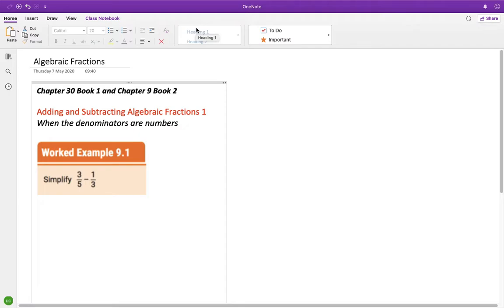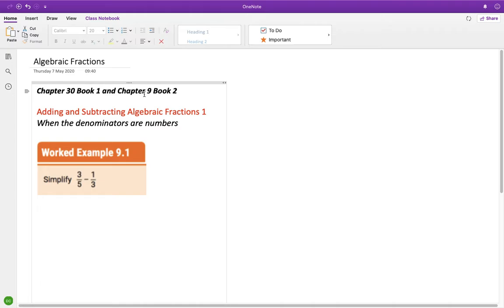Okay, so for today's class, we're moving on to a new chapter on algebraic fractions. You can see here, it's just bolded there. This is going to incorporate a revision of chapter 30 from book 1 and also the higher level parts, which will be in chapter 9 of book 2. So I'm going to be covering both of those chapters within the maths I'm doing here.